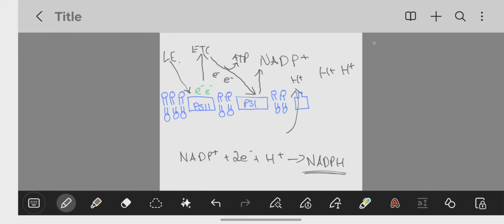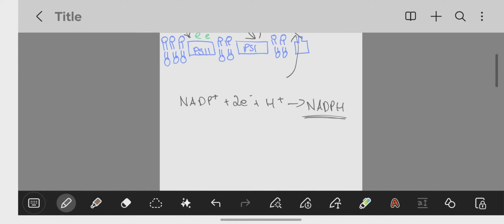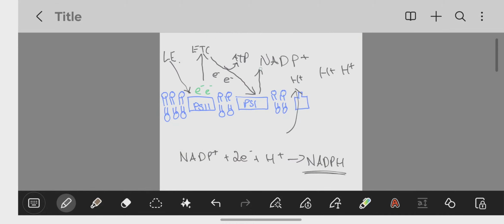So that is the light-dependent reactions. Oh, and one more thing that I forgot to mention. Obviously, when this moves down the electron transport chain from photosystem 1, it also produces ATP, and when the NADP+ accepts the electrons, this is called non-cyclic phosphorylation.